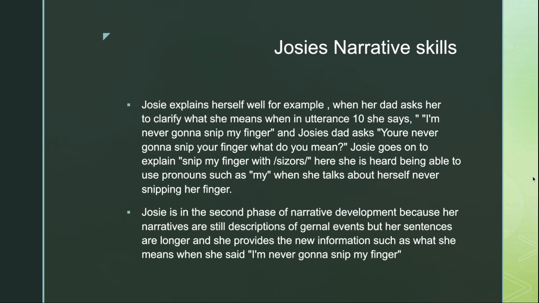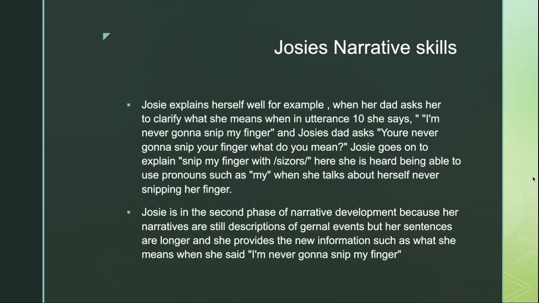Josie's narrative skills. Josie explains herself well. For example, when her dad asks her to clarify what she means in an utterance, she says, "I'm never gonna snip my finger." Josie's dad asks, "You're never gonna snip your finger? What do you mean?" Josie goes on to explain, "Snip my finger with scissors." Here she is heard being able to use pronouns such as my when she talks about herself never snipping her finger.